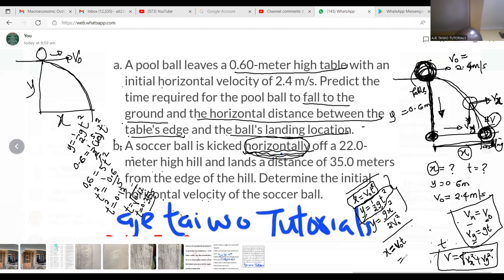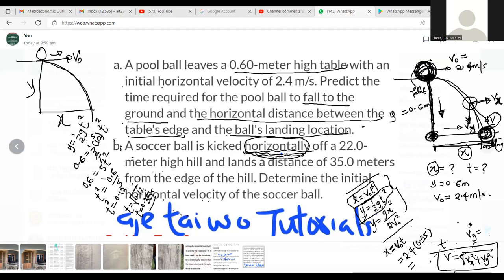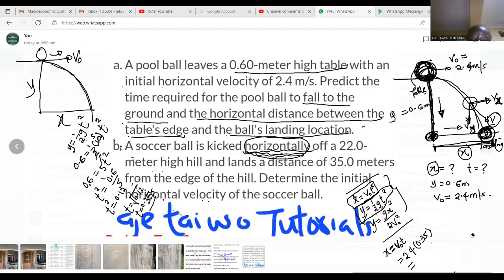What's our V naught? 2.4. Our T is 0.35. So what's the answer? 0.84. Thank you very much. So this is 0.84 meters. Don't forget that the time it takes to travel distance y vertically is the same time it takes to travel distance x horizontally.